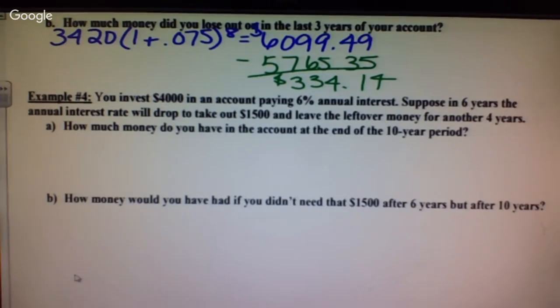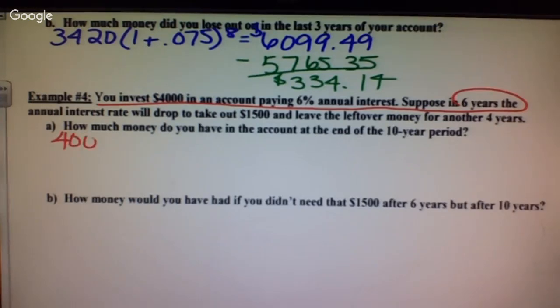Example 4: you invested $4,000 into an account paying 6% annual interest. Suppose in 6 years the annual interest rate will drop, and you take out $1,500 and leave the leftover money in for another 4 years. How much money do you have in the account at the end of the 10-year period? So we've got to concentrate on what's happening first. We're doing $4,000 in an account, 6% annual interest for 6 years. So we've got to take care of that first.